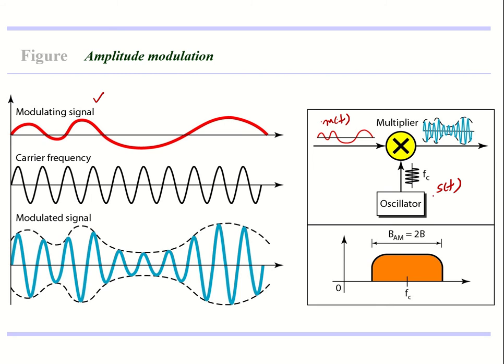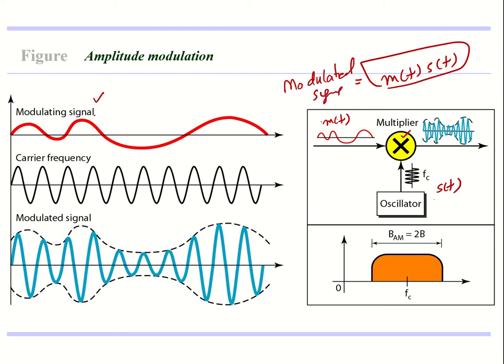As I said earlier, we are basically just multiplying these two with a simple multiplier, and this multiplier will give us the modulated signal. For example, if this is my modulating or message signal, and this is my carrier signal, a simple sine or cosine signal.